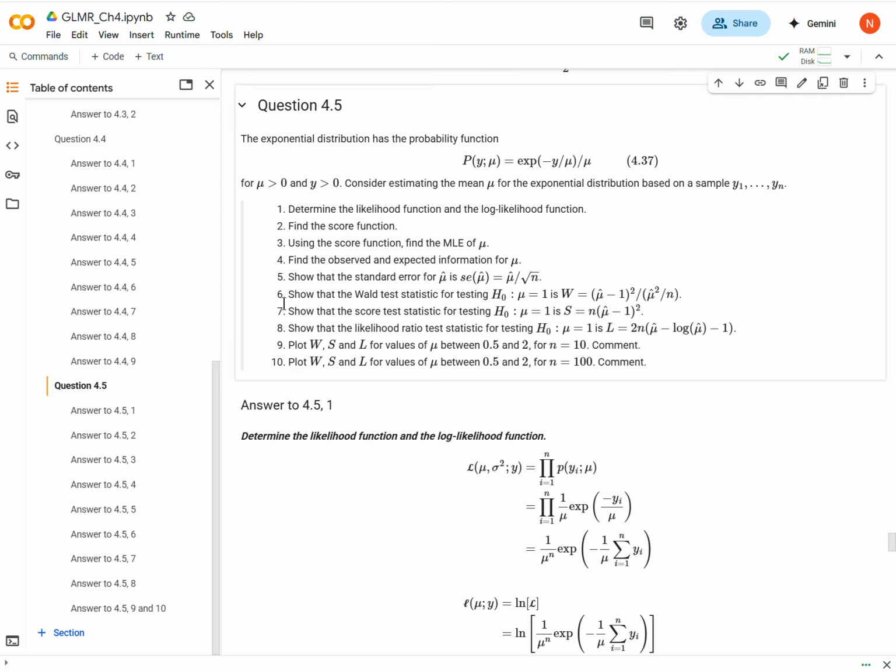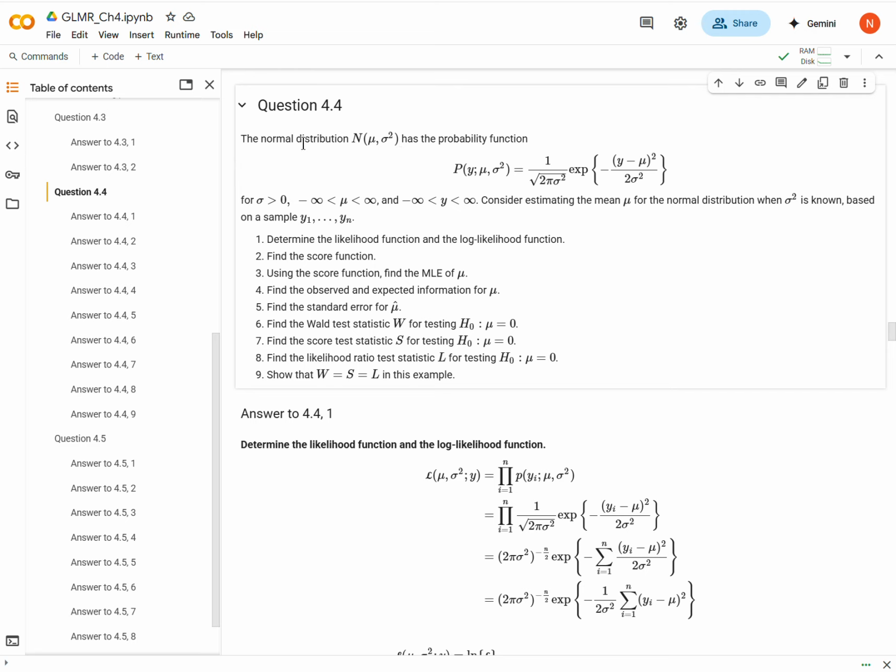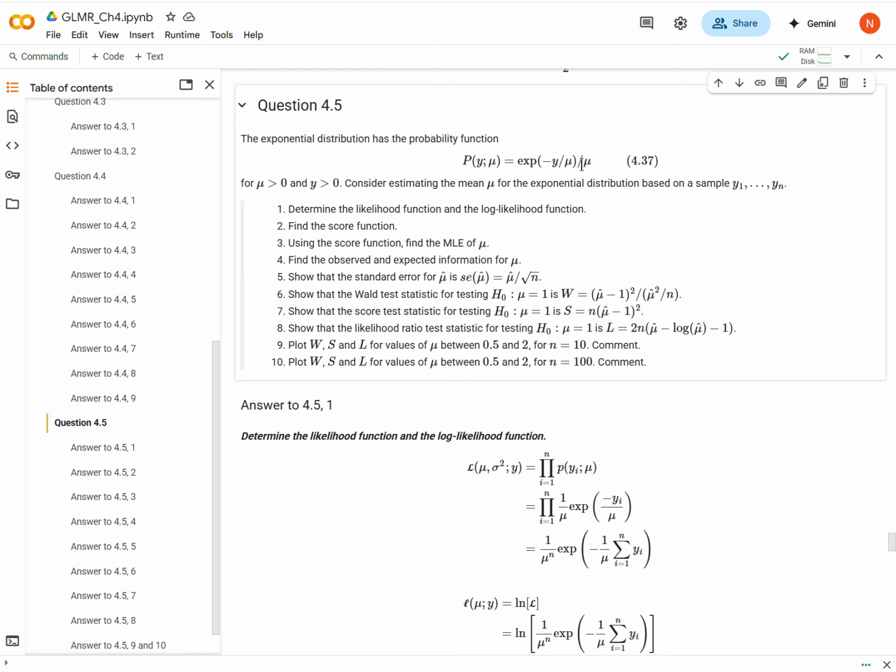Okay, so this question is very similar to question 4.4, but whereas in 4.4 we were finding things like the likelihood and log likelihood, score function, etc. for the mean parameter mu of the normal distribution, here we are finding the mean parameter. Here they call it mu, sometimes it's called lambda, but nevertheless, we're finding the mean parameter for an exponential distribution, which is a density function that looks like that right there. But we're basically going through all of the same steps.